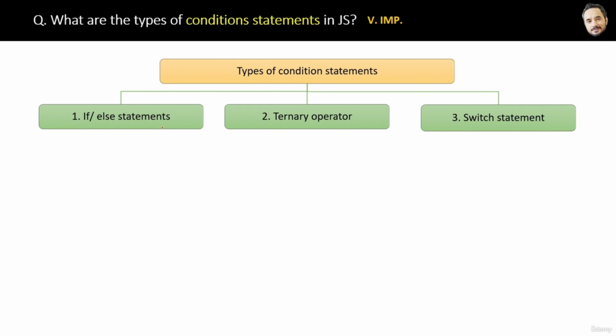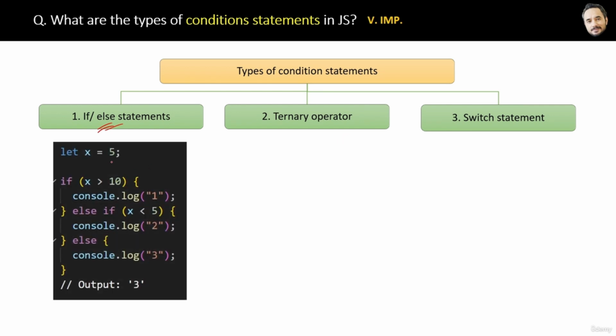First, the most important and the most common one is the if-else statement. Here is the code example. In this example, we have a variable x equal to 5. Then with the help of this if condition, we are checking whether x is greater than 10 or not. In this case, as x equals 5, this condition is false. And the execution will not go inside the if block. Then it will go to the else if condition and check if x is lesser than 5, which is again not true. So finally, in this case, it will go to the else condition and it will print 3 as the output. This we call the if-else condition.